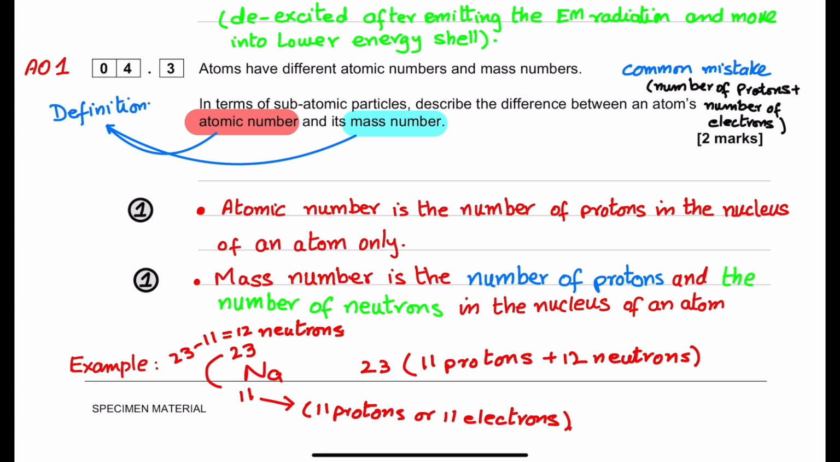Students sometimes make a mistake. They mention the number of protons and number of electrons, which is wrong. It is number of protons or number of electrons, but the most suitable definition is the number of protons in the nucleus. If we see the mass number, it is 23 and there are 12 neutrons. So the mass of the nucleus is due to 11 protons and 12 neutrons.